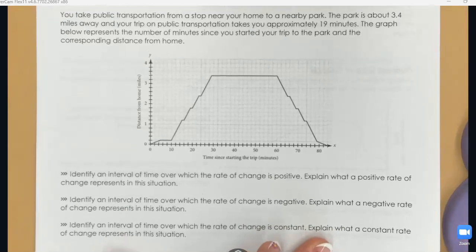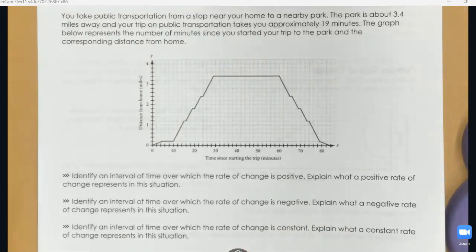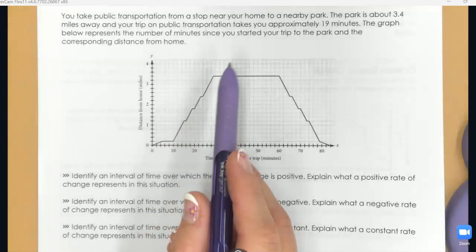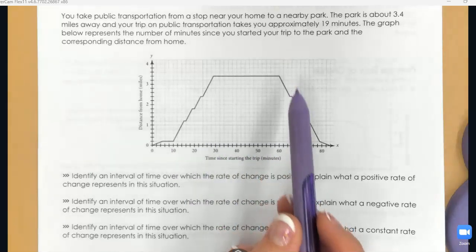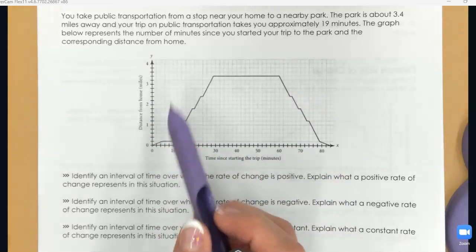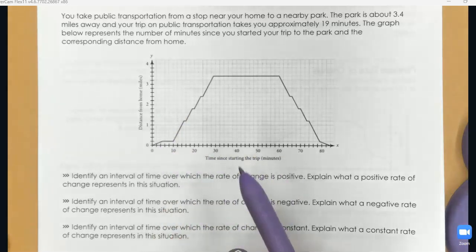Okay, moving on to another example where our rate of change is not the same for the entire graph. Let's say you take some public transportation like a bus near your home to go to the park, and the park is 3.4 miles away, and your trip on public transport takes you about 19 minutes. The graph below shows the number of minutes since you started your trip at the park and the corresponding distance from home. So this is not all one function. This is multiple pieces together to represent, again, your distance from home over time in minutes.